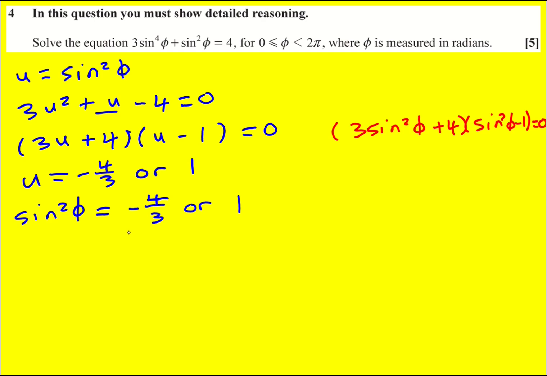So I'm now going to reject the minus 4 over 3. You can put it in your calculator, do the square root of minus 4 over 3. It will say math error or give you a complex number. We can't have the square of something equal a negative. Furthermore, sine actually varies between minus 1 and 1, so sine squared varies between 0 and 1. So there are two reasons why we have to reject it. So we've just got sine squared is equal to 1. And that means sine phi is going to be plus or minus 1.